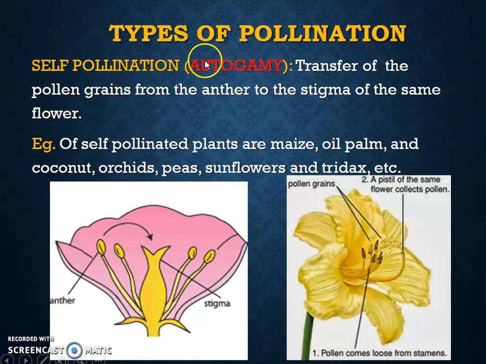Self-pollination, or autogamy. And then this image further illustrates that. So you see the pollen grain, this small tiny powdery substance you see here, moving from the anther and settling on the stigma, but it's on the same flower, qualifying it to be a self-pollinated flower.